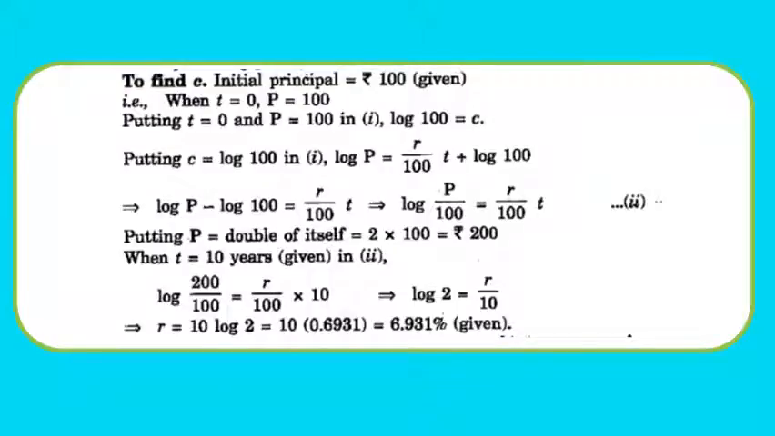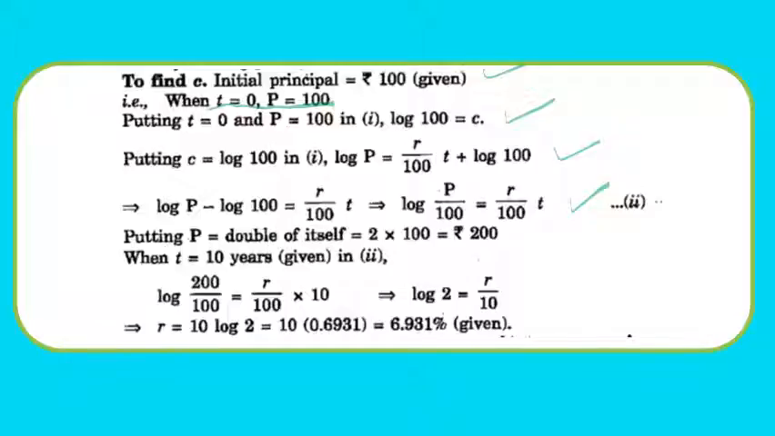Now we have to find the value of c. It is given that the initial principal was 100. So initially time is equal to 0 and principal is equal to 100. Putting this value in equation 1, we get log 100 equals c. Now putting log 100 equals c in equation 1, we get log p is equal to r upon 100 t plus log 100. Applying the properties of log, we get log p upon 100 equals r upon 100 into t.